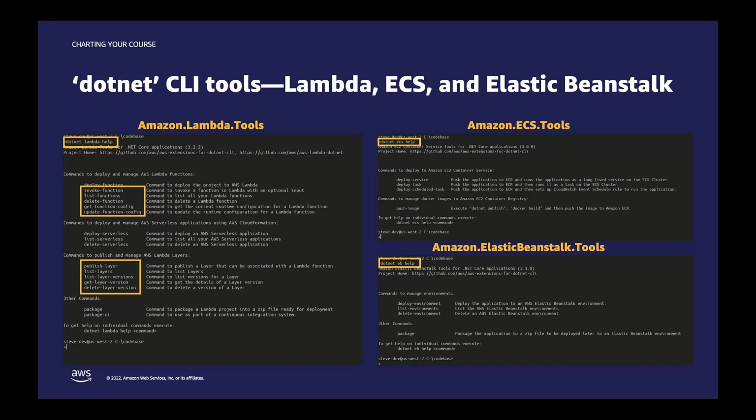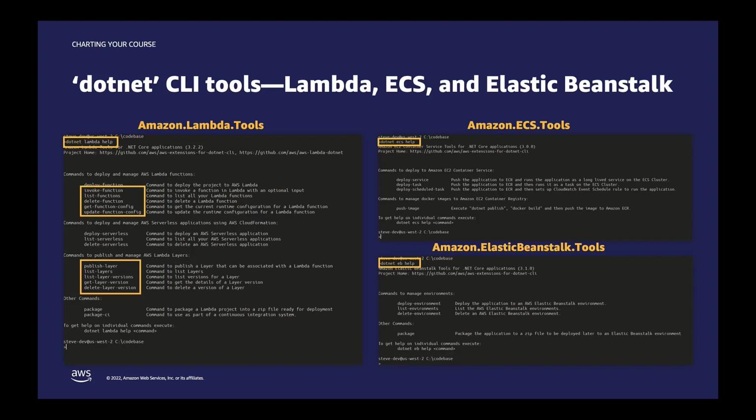The Amazon.Lambda.Tools extension provides commands that let you manage Lambda functions. For example, you're able to set the runtime configuration, and you're also able to do other actions like invoke the Lambda function and publish and manage Lambda layers.